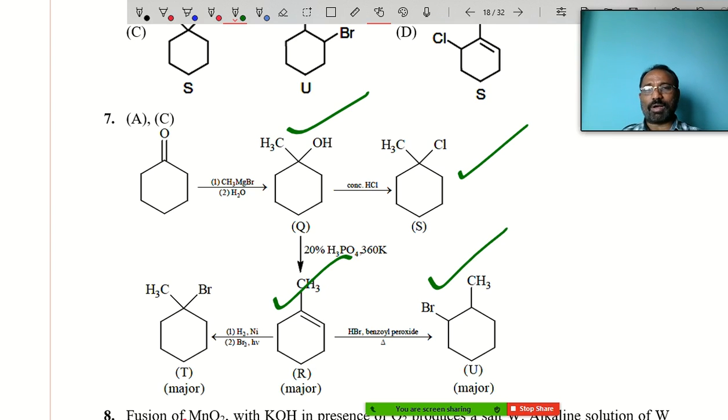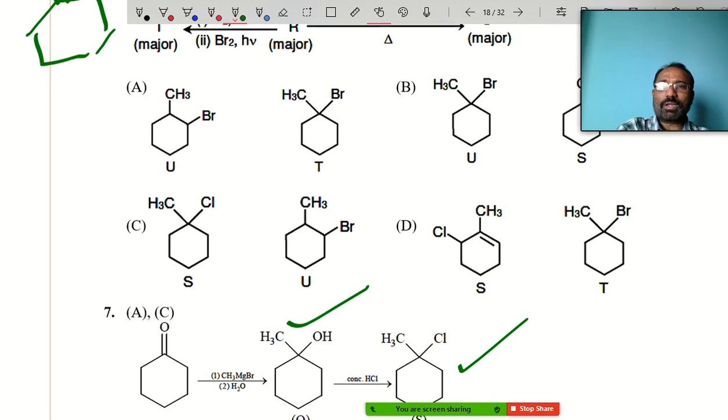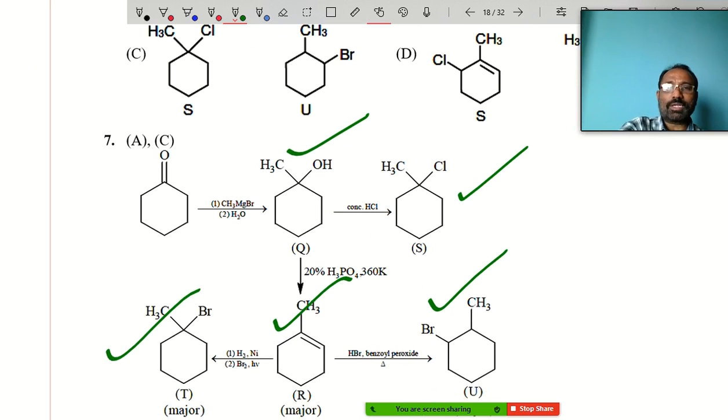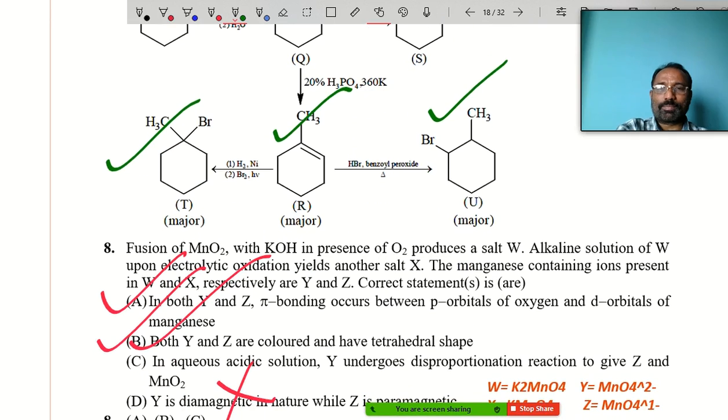And when it is treated with H2 in the presence of Ni, followed by bromination in the presence of sunlight, it gives this compound. So just observe it. So what are the right options? Right options are A and C. This is the U compound, this is the T compound, this is the S compound, this is the U compound. If you know this sequence of reactions, we will get the answer very easily. But it is a little difficult problem.